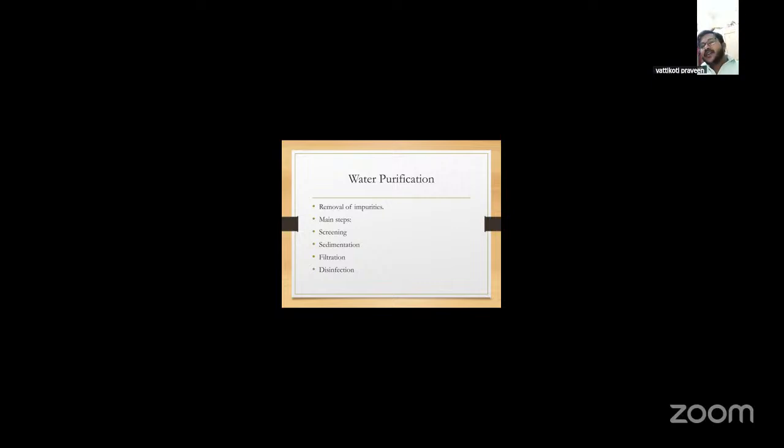What is the importance of UV radiation? To ensure the microbiological safety and provide residential protection to the distribution system. The overall objective of the water purification process is clear and potable water.